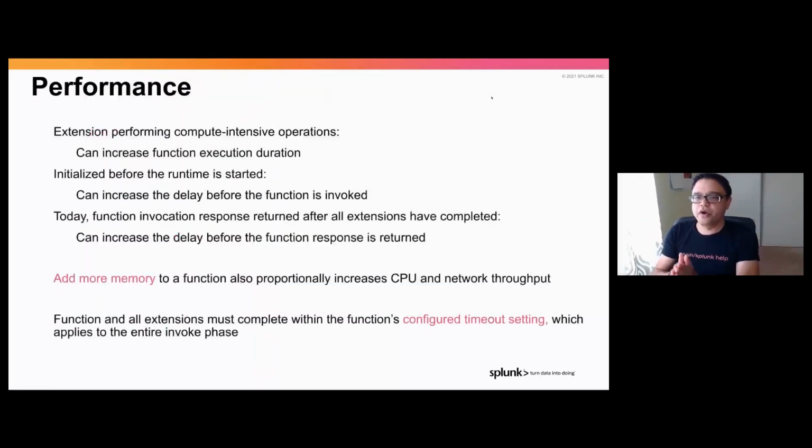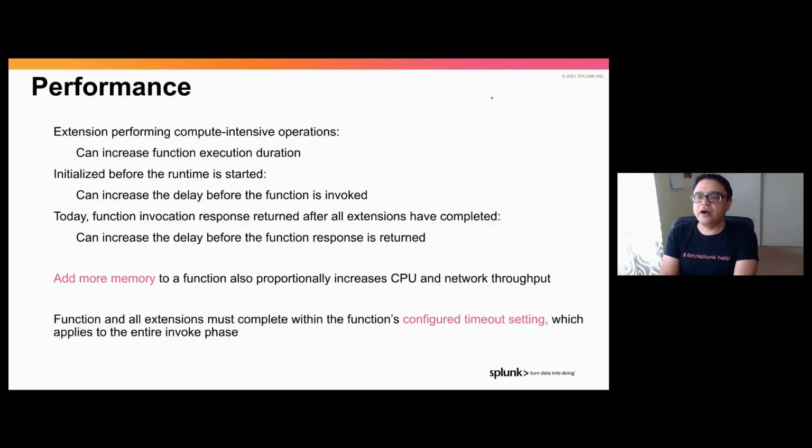So I'm going to move on to performance, because the extension is running within the execution environment of the function. Let's see what performance implications it may have on serverless or Lambda function performance. It can impact the performance because they are using the same resources: CPU, memory, storage. If an extension performs a compute-intensive operation, you may see your function execution duration increase. As extensions initialize before the runtime process starts, they must finish initializing before Lambda invokes the function. And that can also increase the latency.